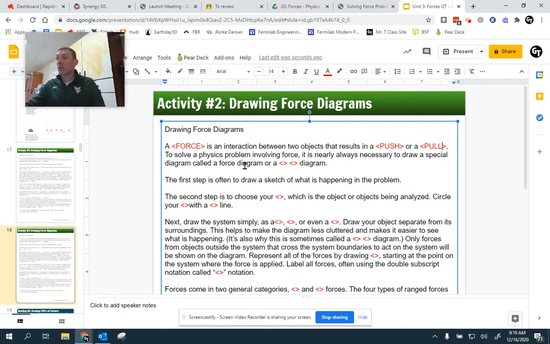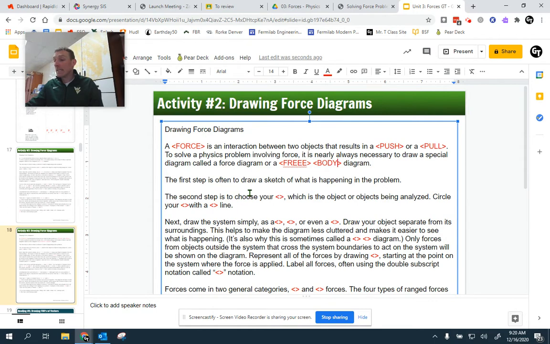All right, so to solve a physics problem involving force, it is nearly always necessary to draw a special diagram called a force diagram or a free body diagram, which we'll describe more in a second. The first step is often to draw a sketch of what is happening. If it's just a written description, draw a sketch. It takes 2 seconds, but it helps you visualize what's going on, and then we'll focus on drawing our free body diagram.